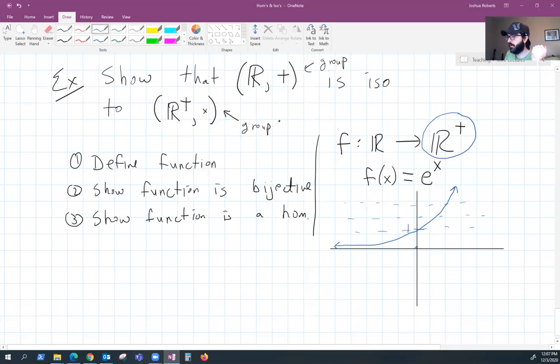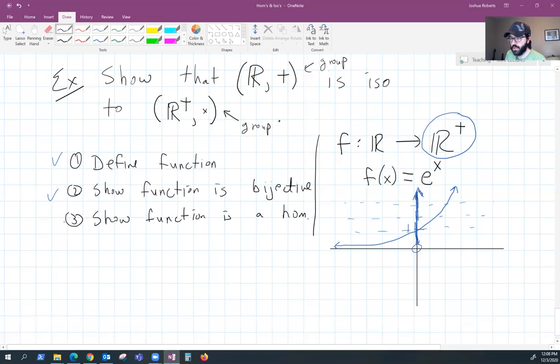Any positive real number that I pick along the y-axis up here, this function hits it, so it's onto. So this function is 1-to-1. So this one is checked off. It's 1-to-1 because it passes the horizontal line test. The graph of it does. It's onto because just looking at the graph, anything that's a positive real number, this function takes on that value. So it's 1-to-1 and onto. So it's a bijection, and then showing it's a homomorphism.